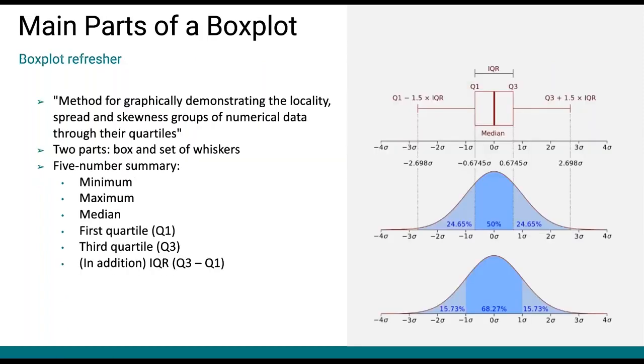I'm starting with a refresher on what a box plot is. This will be useful for me to explain the motivations to do a second version of a box plot. So, we have the definition here: a method for graphically demonstrating the locality, spread, and symmetry of groups of numerical data through their quartiles. As a refresher as well, a quartile is a measure which divides the data points, from smallest to largest, into 4 parts, or quarters, let's say.